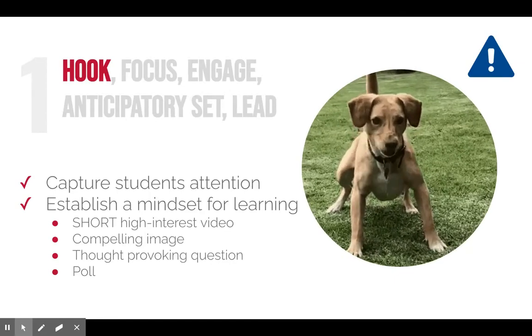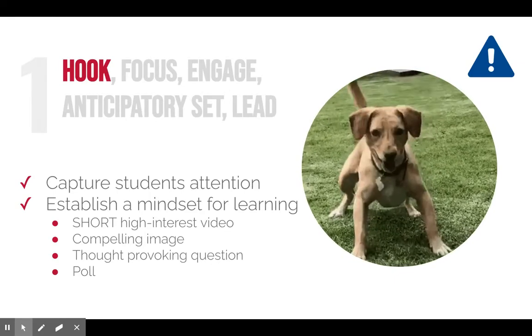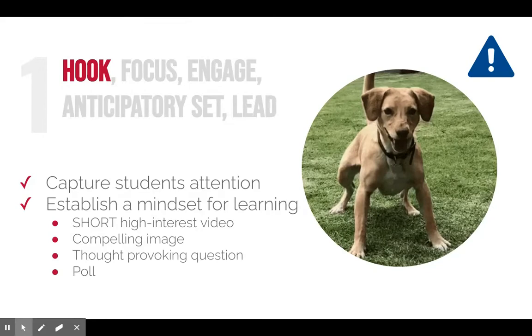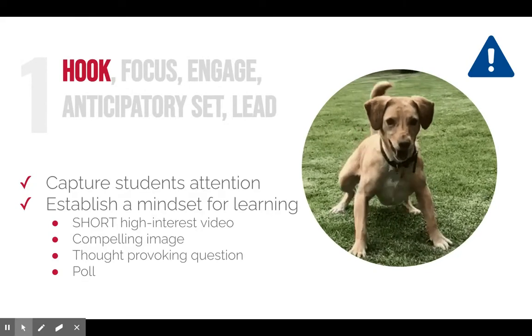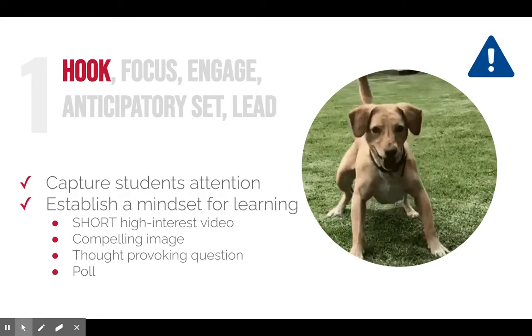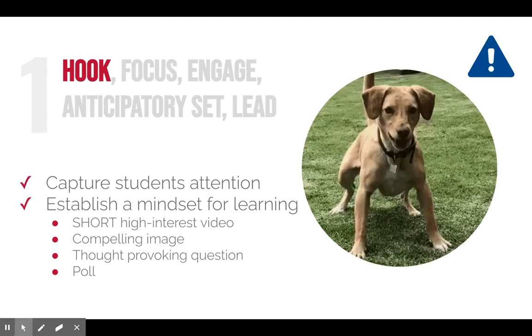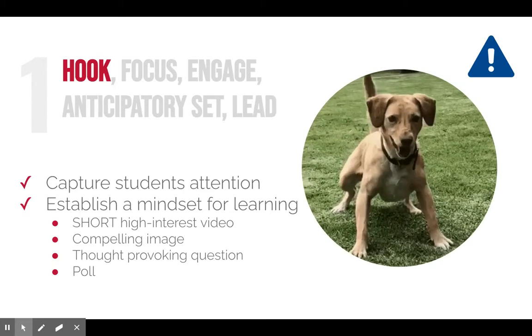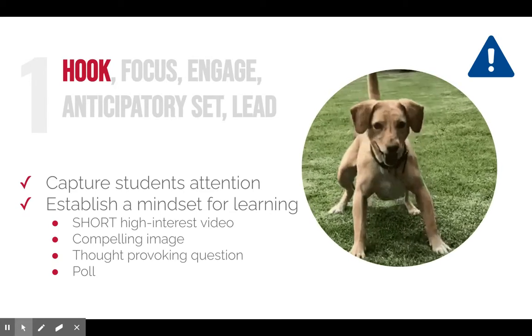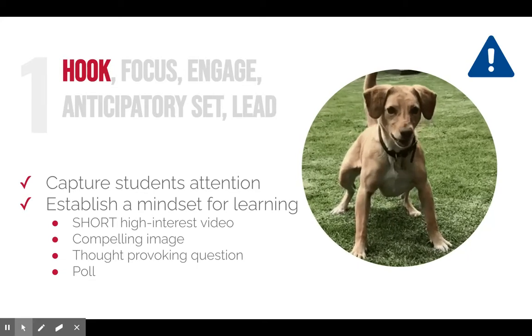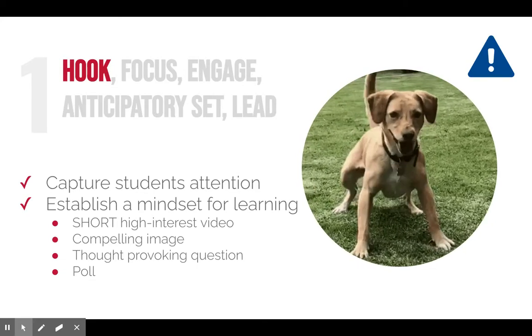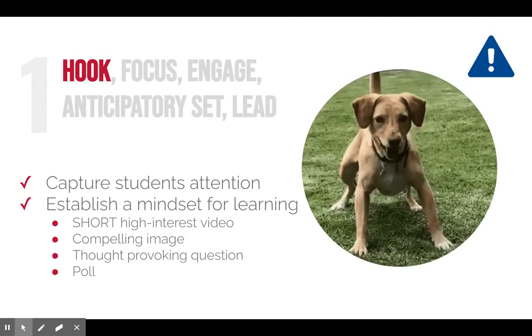And the first thing is that you get students ready to learn whatever it is that you want them to learn. Some people call this a hook or a focus. On the 5E model, it would be your engage piece. It could be anticipatory set or lead. The purpose of this is to capture the student's attention and establish a mindset for learning.